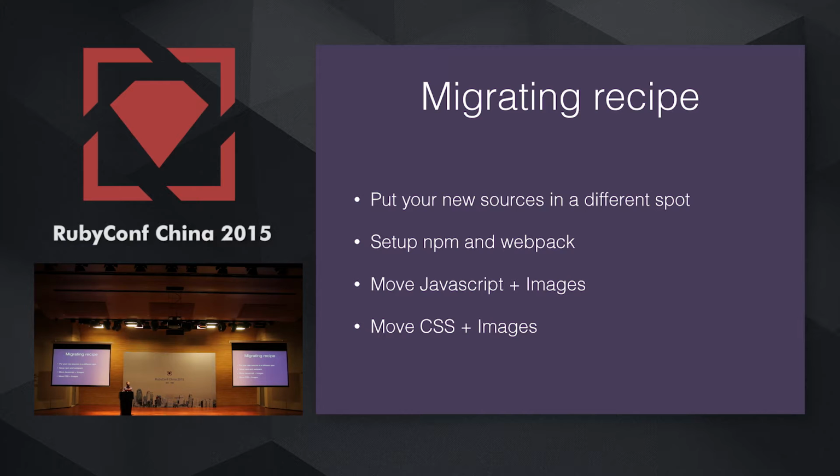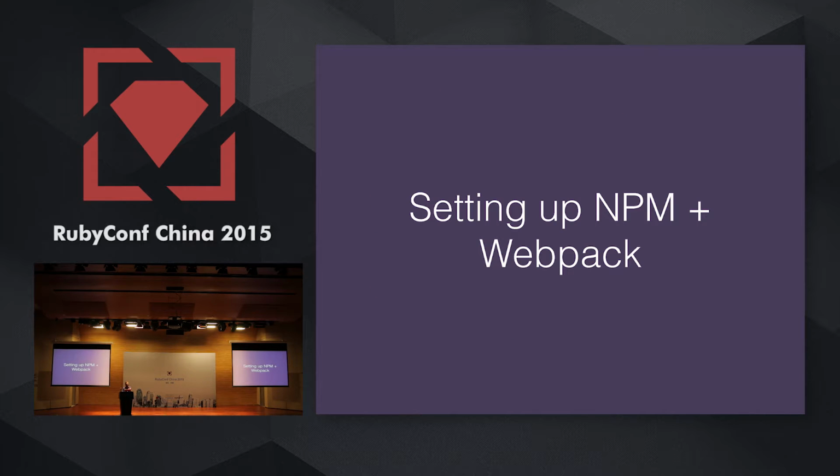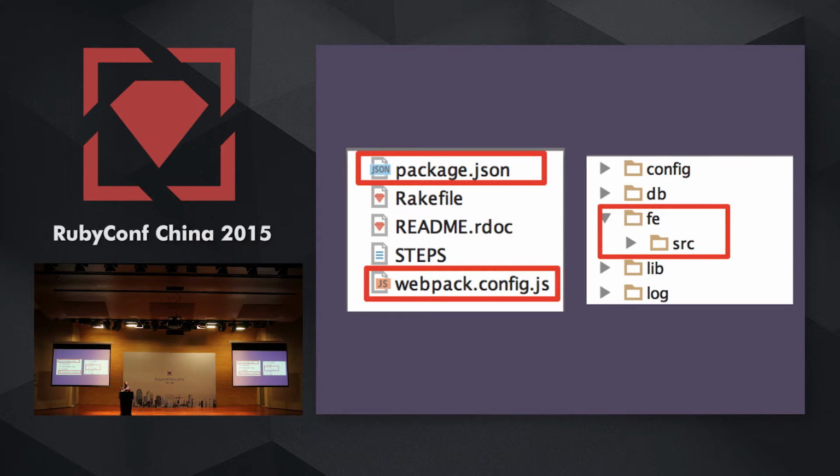I'm going to present some common cases that you necessarily meet when you migrate from Asset Pipeline to webpack. So I wrote a small recipe, a very simple one, on how to basically migrate. Let's start with the first step. We need to set up npm plus webpack. We're going to create a package.json file and a webpack.config.js file in our root directory, and we will add an fe directory, for frontend, that will contain all the sources we need.